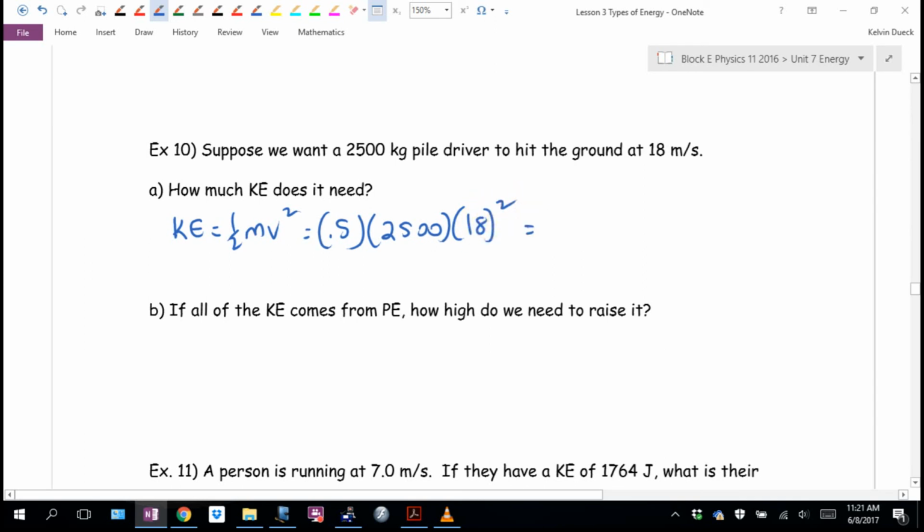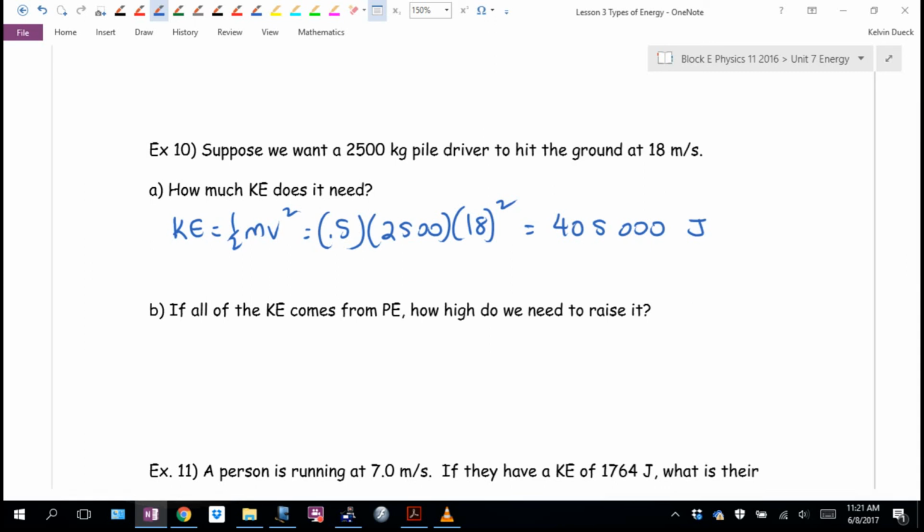By far the most common mistake, especially if it's a long, convoluted question, kids are so proud of getting everything in the right place, they forget to write the squared. Or they write the squared, they forget to type it on their calculator because they're so proud. They got all the numbers in, I'm done. And they forget that little bit. Believe me, it happens in my physics 12 too. What do you get? How much kinetic energy does it need? 405 three zeros.